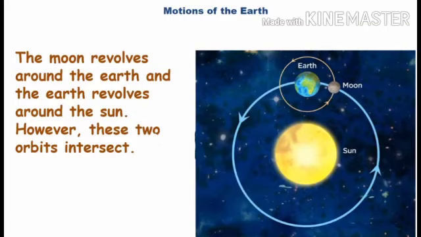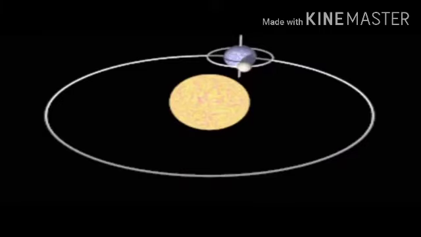The moon revolves around the earth and the earth revolves around the sun. However, these two orbits intersect. What are orbits? The path that the earth and the moon take to travel. So the path that the moon takes to travel around the earth is called the moon's orbit, and the path that the earth takes to travel around the sun is called the earth's orbit. Now these two orbits or paths intersect, and because of that we have the phases of the moon.